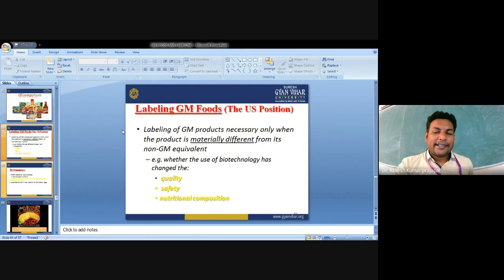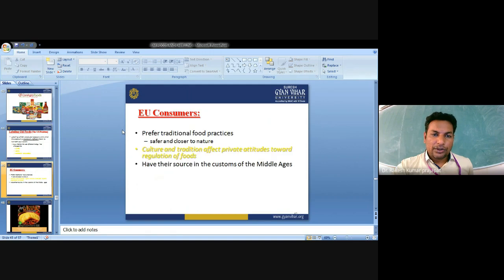Labeling of a GM product is necessary only when the product is materially different from its non-GM counterpart, that is, whether the use of biotechnology has changed the quality, safety, or nutritional composition. In the European Union, consumers prefer traditional food practices, which are safer and close to nature. Culture and tradition affect public attitudes toward the regulation of food. They have their source in the customs of the Middle Ages.